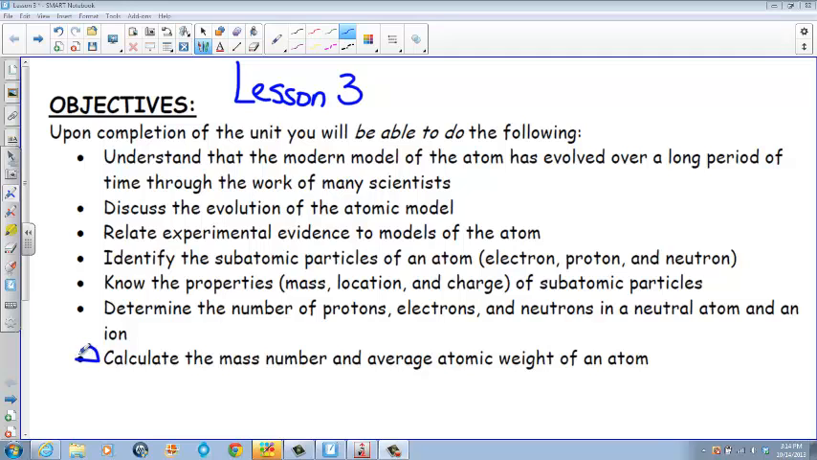So this is lesson 3, and we are going to focus on calculating the mass and average atomic weight of an atom. They're two completely different things, so we need to look at that. First, I would like to show you a little music video from Mark Rosengarten on the history of the atom. It's called Atomos Atomos, and we'll watch that together.